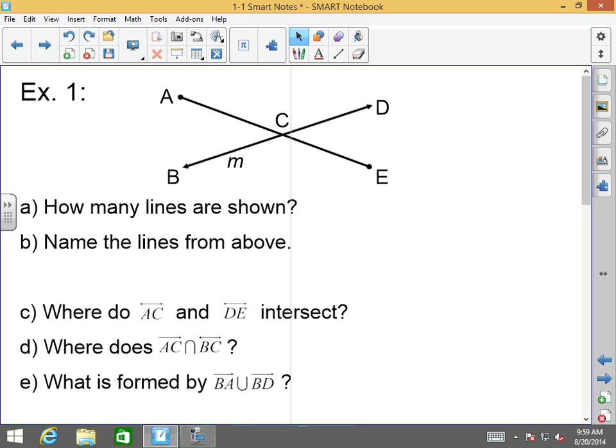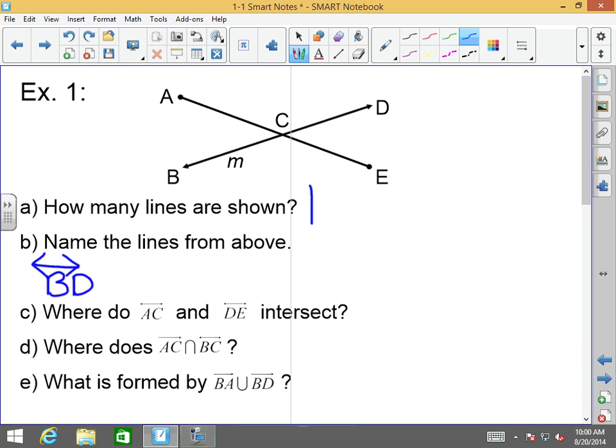Okay. Now, how many lines are there now? There's just one line. Okay. Name the line. Okay, you could put line BD, or no, not line C, that's an angle. Line DB.